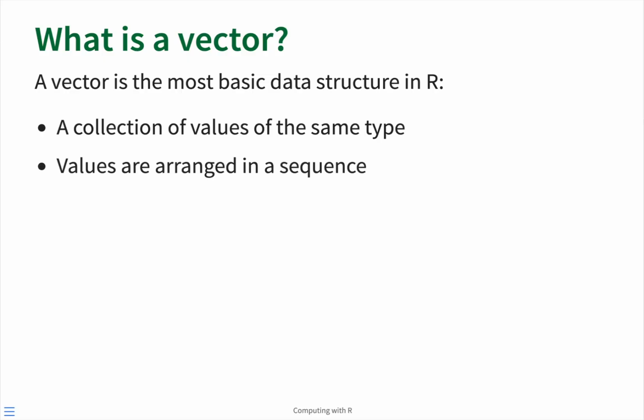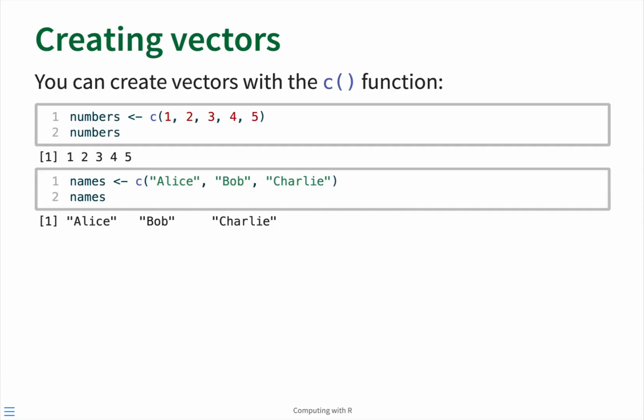These items in the vector exist in a particular sequence, right? So they do have an order. They're not just arranged in any old fashion. And the basic way to create them is using the c function that we've already learned about. Here's an example of how we could do that.